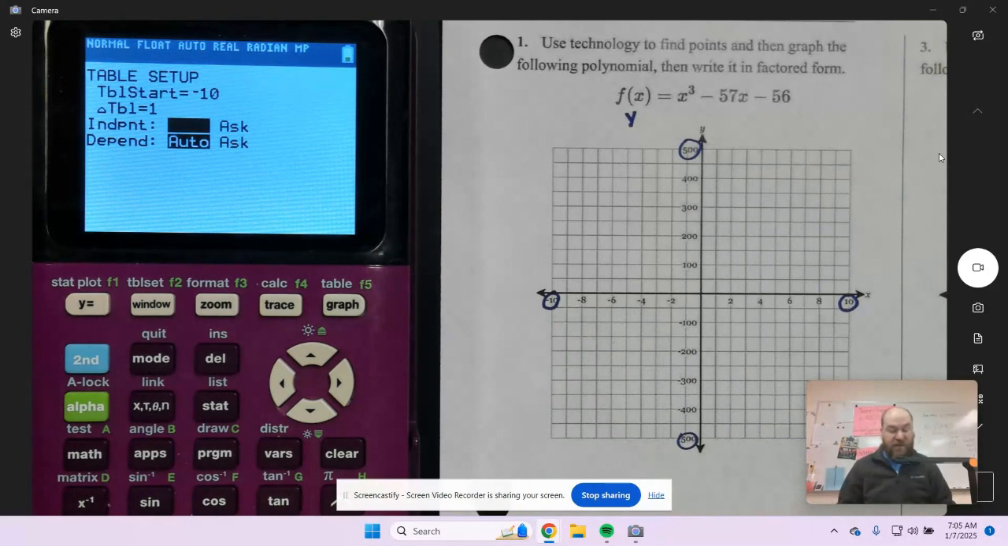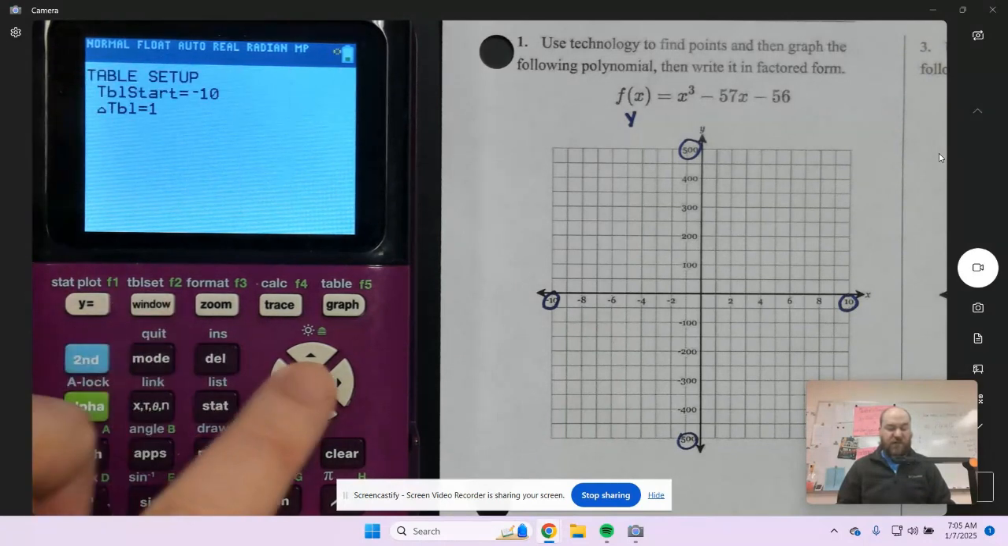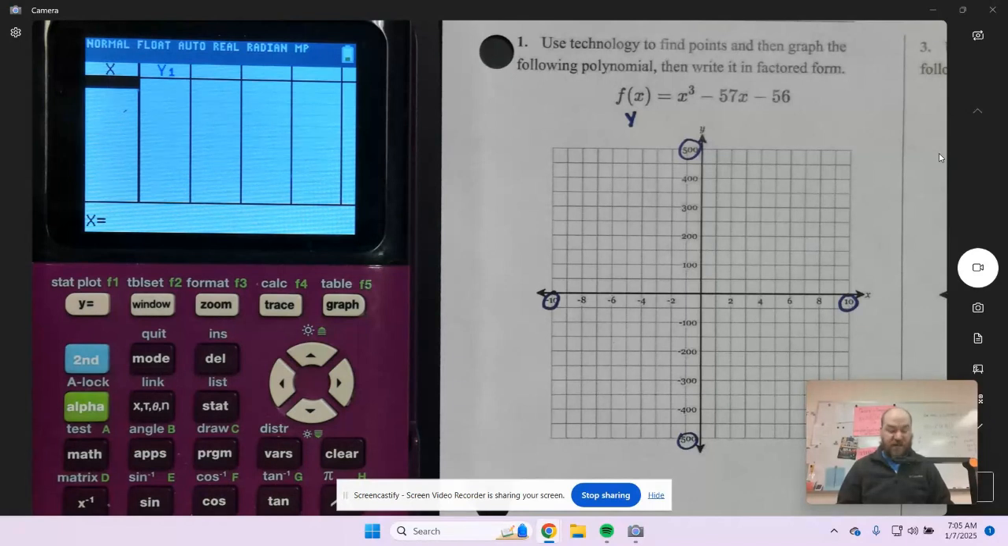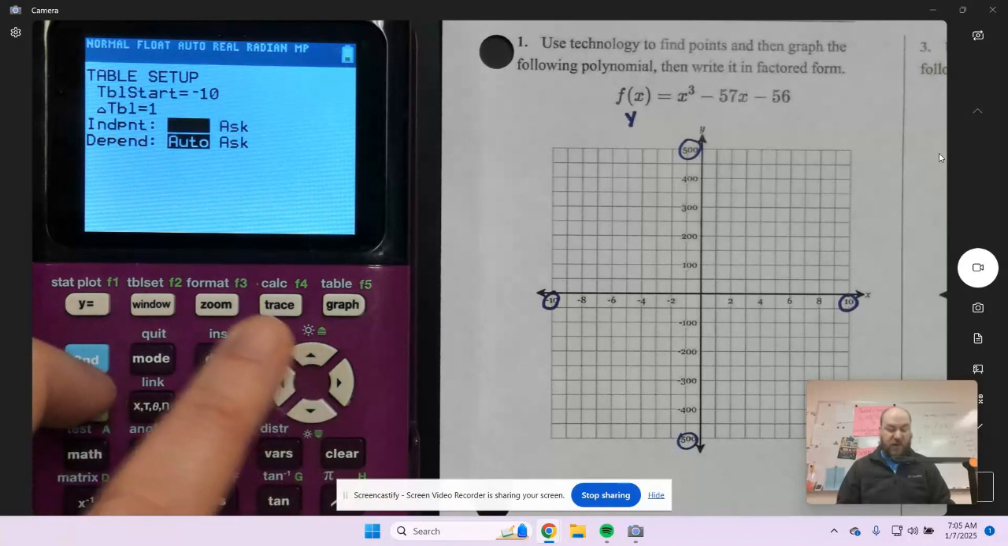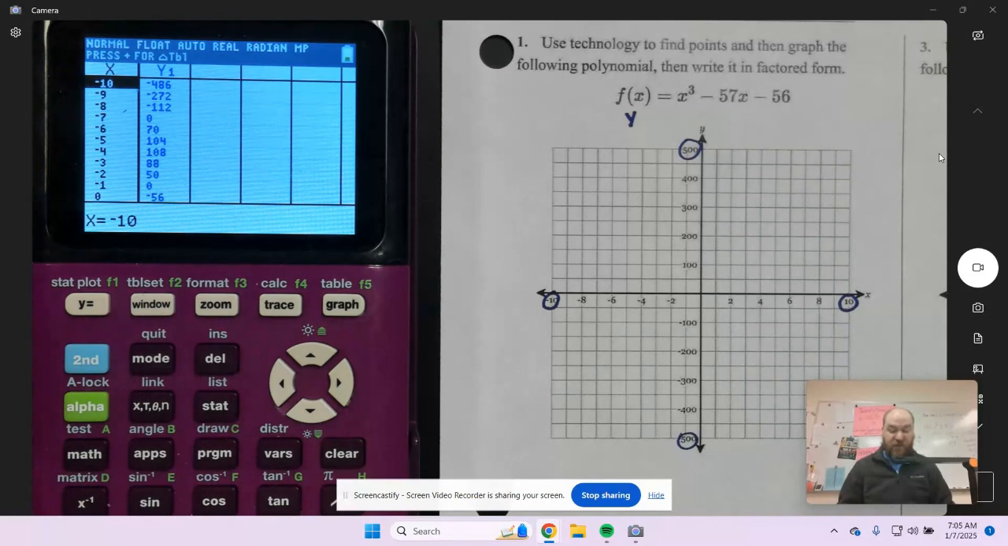And then independent, auto, or ask. If we change this to ask, we can pick any x values we want. Right now, if I go to the table, you'll see all the x values are filled in. But if I change this to ask, now my table is going to be empty and I can just type in whatever x's I want. But we're going to keep it on auto for now. And we're going to go through and see if we can use any of these values here.